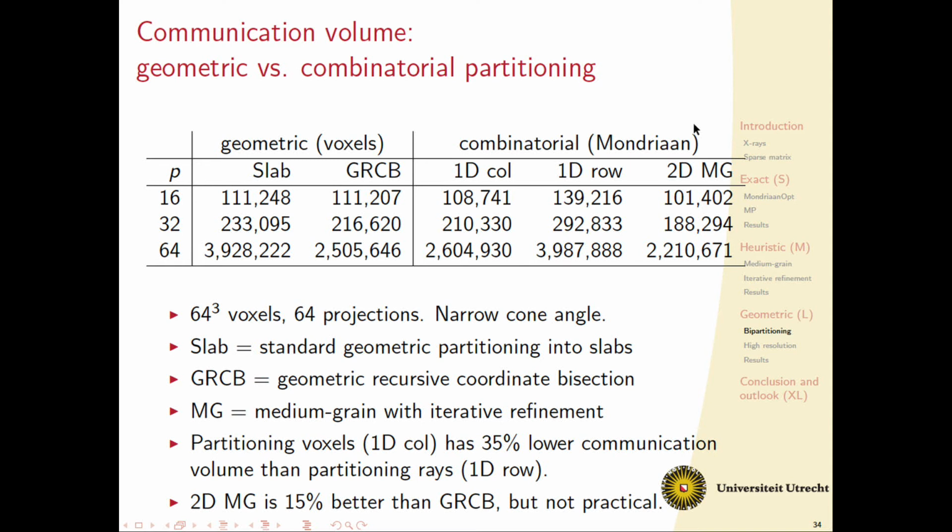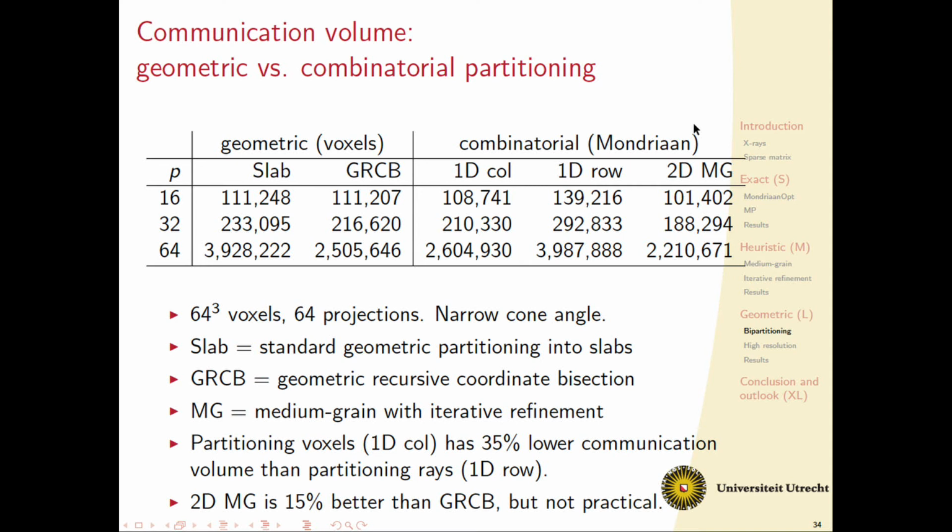And if you do it in a combinatorial way, so translating to a sparse matrix and then partitioning it, in this case for 64 processors on the bottom line, if you partition by rows, you get about 4 million words. If you do it by columns, meaning you assign the voxels to particular processors, you get less, you get 35% less. So using Mondrian on the associated sparse matrix tells us that it is better to partition the columns than the rows.